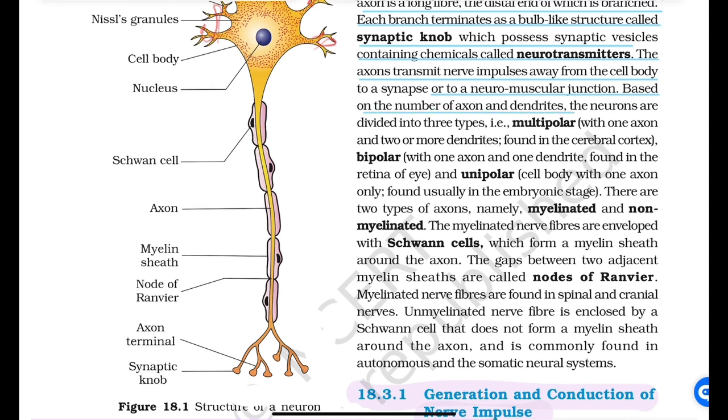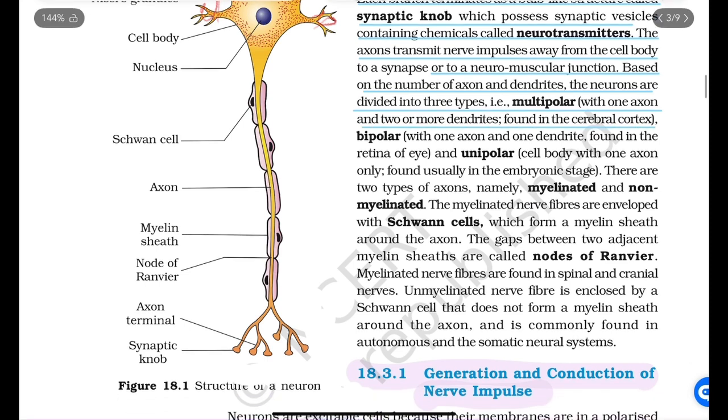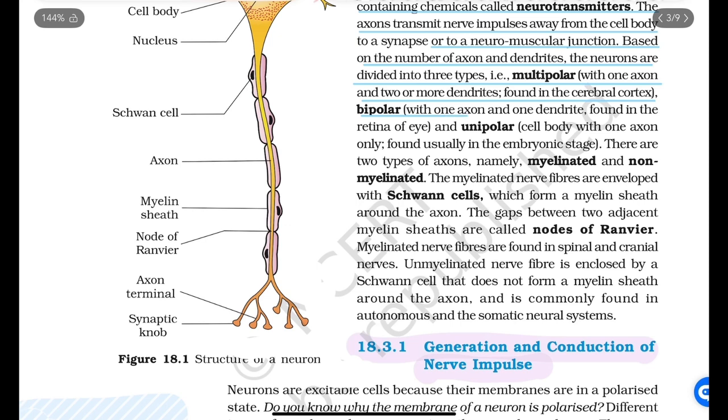Based on the number of axons and dendrites, the neurons are divided into three types: multipolar, with one axon and two or more dendrites, found in the cerebral cortex; bipolar, with one axon and one dendrite, found in the retina of the eye; and unipolar, cell body with one axon only, found usually in the embryonic stage.